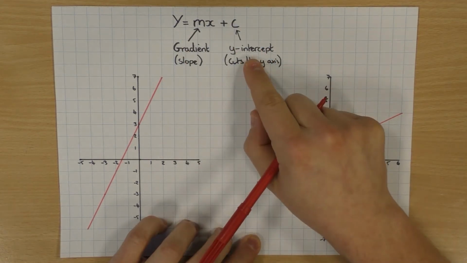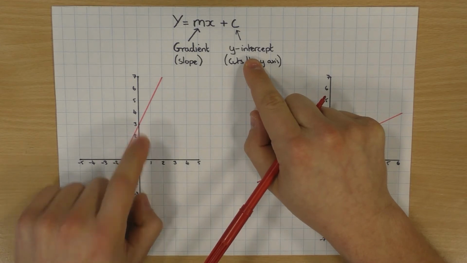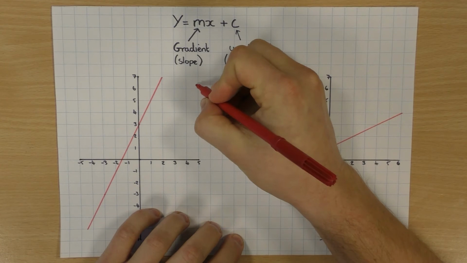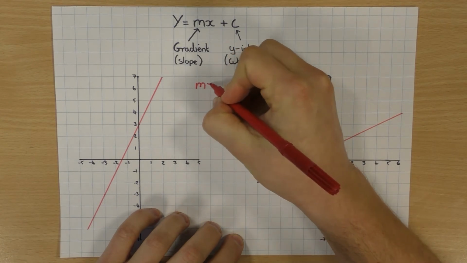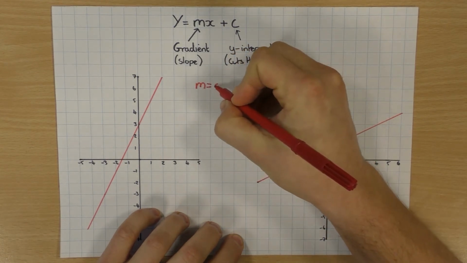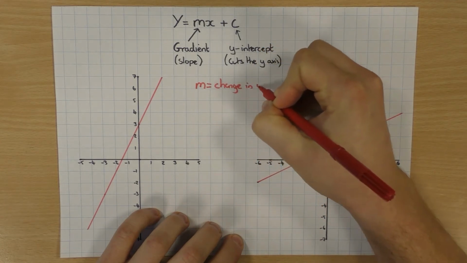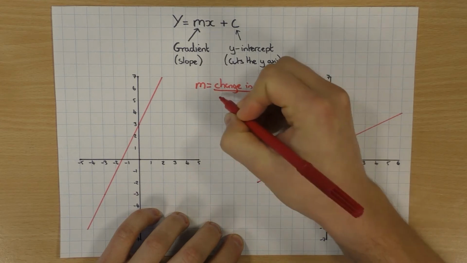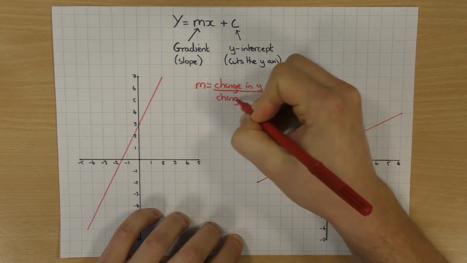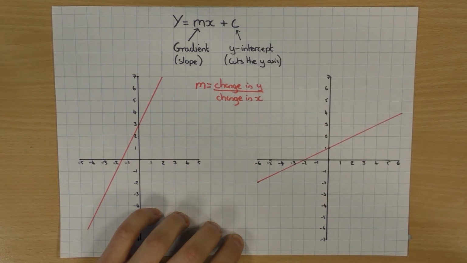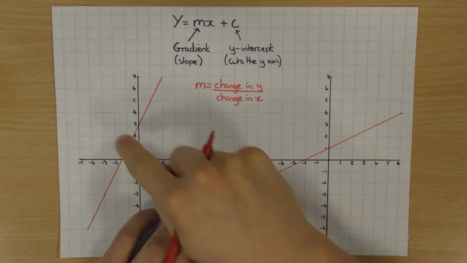So where it crosses the y-axis is nice and easy. In this case it's 3. However, the gradient is a little bit trickier. And to work out the gradient, you need to know this: the gradient is the change in y divided by the change in x. Okay, so that'll become a lot clearer in a minute when I do this example here.